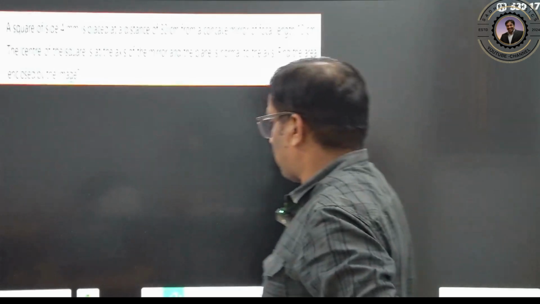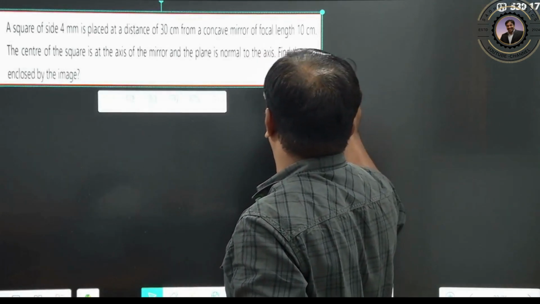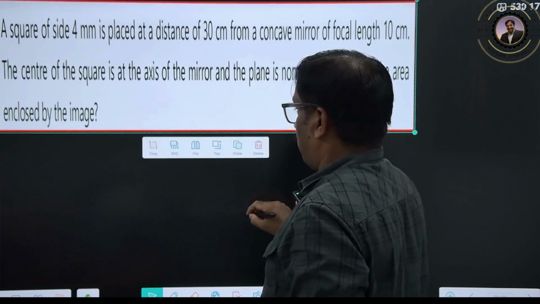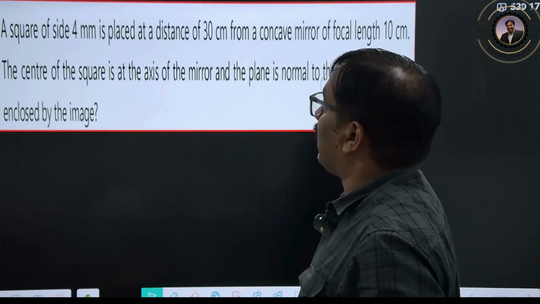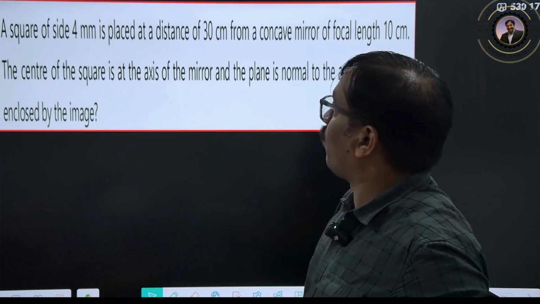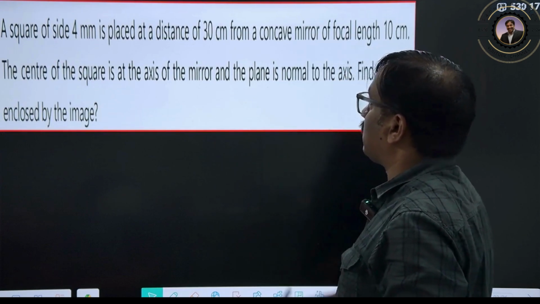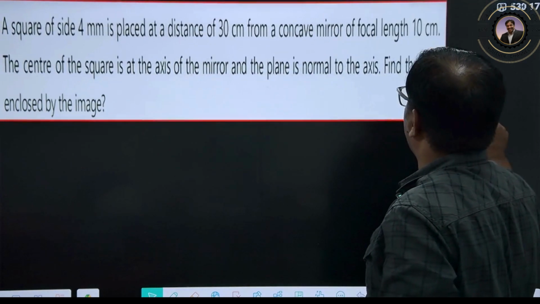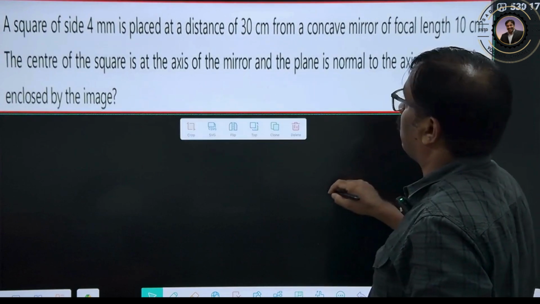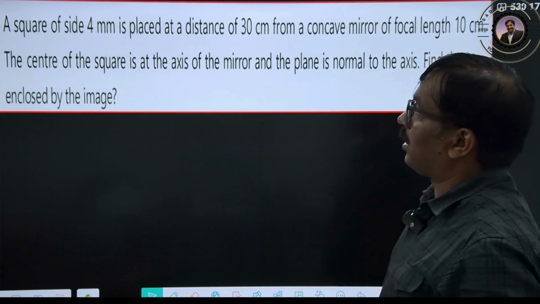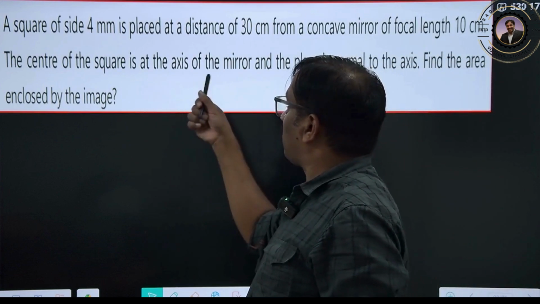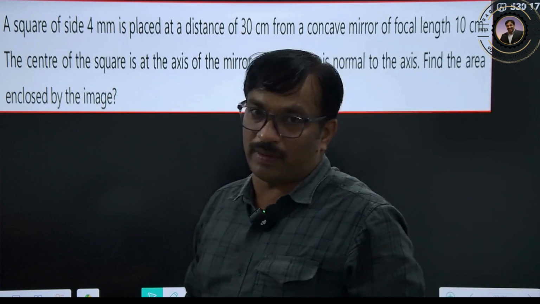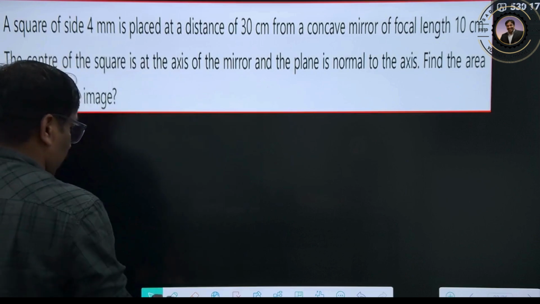Now, let us see one more thing. A square of side 4 millimeter is placed at a distance of 30 centimeter from a concave mirror of focal length 10 centimeter. The center of the square is on the axis of the mirror, and the plane of the square is normal to it. Find the area enclosed by the image. You have to calculate the area of the image now.